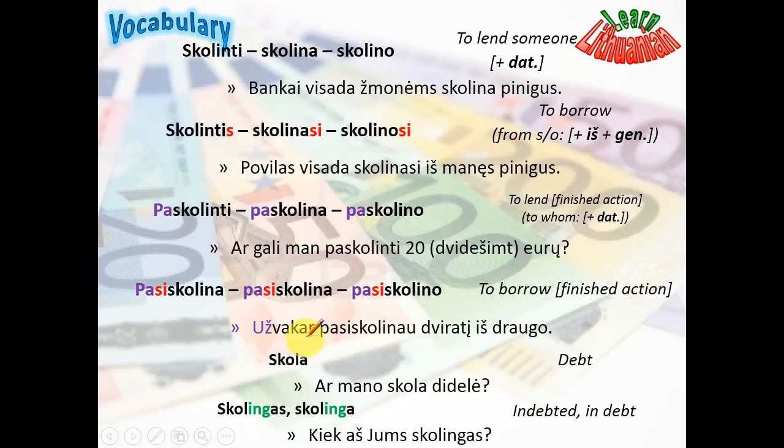The day before yesterday, užvakar, I borrowed a bike, pasiskolinau dviratį, from my friend. Iš draugo, from a friend. The day before yesterday, I borrowed a bike from a friend. Well, it's something like this. There's no "my" in this sentence. It's just friend. So, užvakar pasiskolinau dviratį iš draugo.